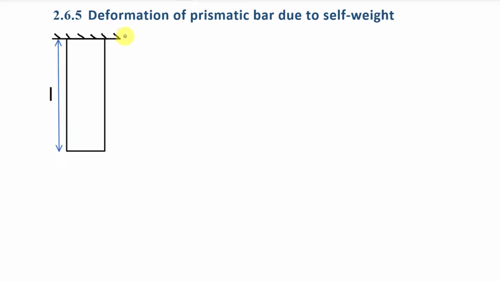Now we are going to discuss deformation of prismatic bar due to self weight. Here you can see that this is a bar which is vertical, and we fix the upper surface of this body. The total length of this bar is L and cross section area of this bar is A. Let's say density of this bar is rho and acceleration due to gravity is g. To find out value of deformation in this body, we are going to use same equation.